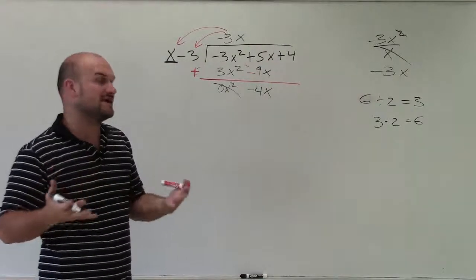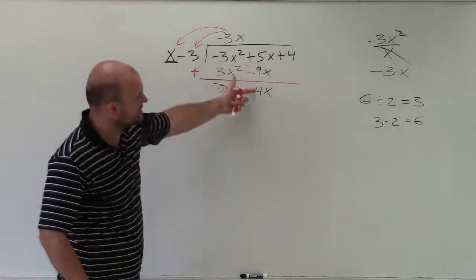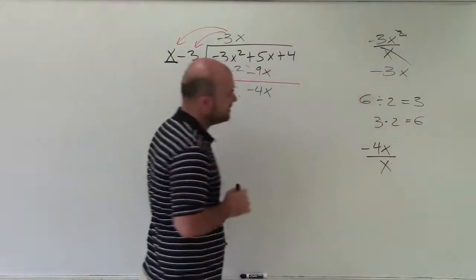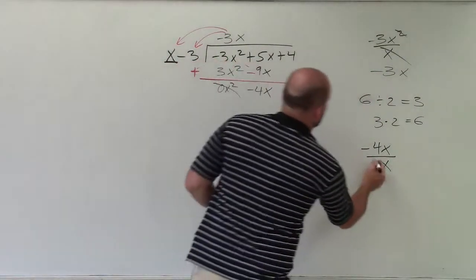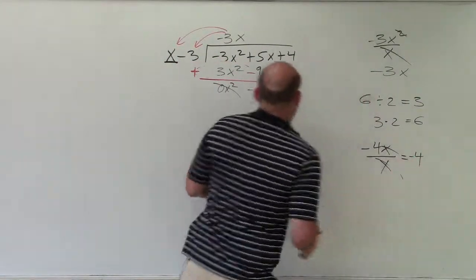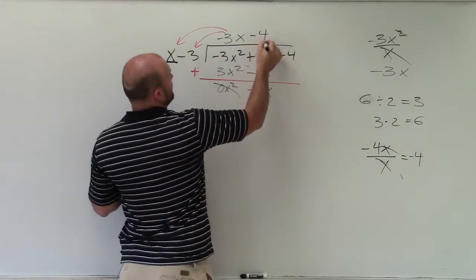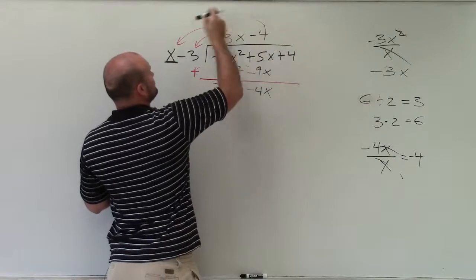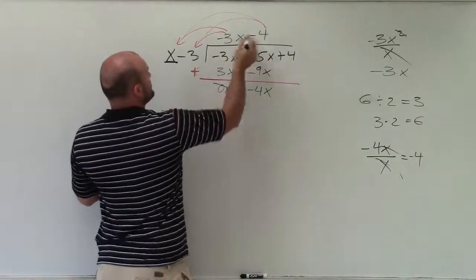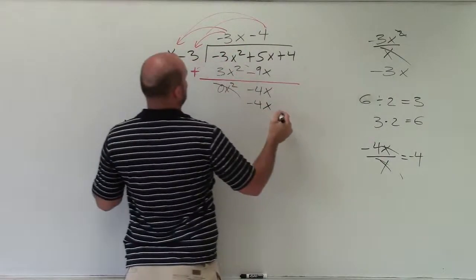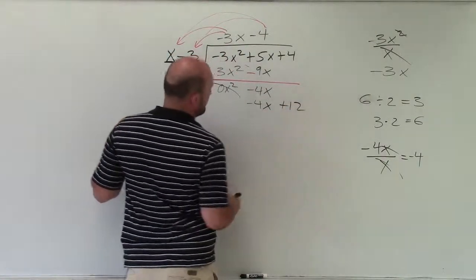Now we start the process all over again. I say x divides into negative 4x. How many times does x divide into negative 4x? Well, you can see the x's divide out, so that becomes negative 4. So x divides into negative 4x negative 4 times. Make sure you multiply by both of them. Negative 4 times x is a negative 4x. Negative 4 times negative 3 is going to be a positive 12.